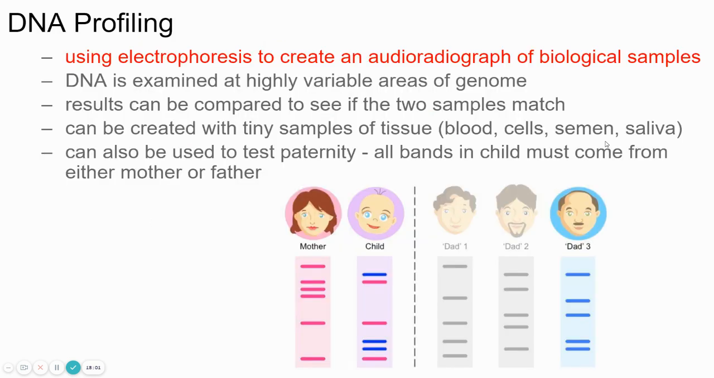So let's look at an example. Let's say this child was born from this mother, but she wasn't sure who the father of the child was. What do you mean? So what? So yeah. You've seen those shows where they're going to reveal who the father is. The way they find out who the father is is through this.